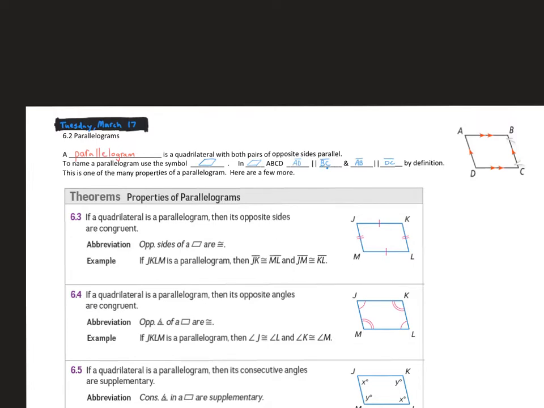So that's just the definition of a parallelogram. If we look over here with our notes, to name a parallelogram, there is a special symbol, and it looks like a quadrilateral. It looks like a parallelogram. So that symbol is parallelogram. So again, in parallelogram ABCD, I know that segment AD is parallel to segment BC, and segment AB is parallel to segment DC by definition. That's one of the many properties of parallelograms, and we're going to take a look at a few more.